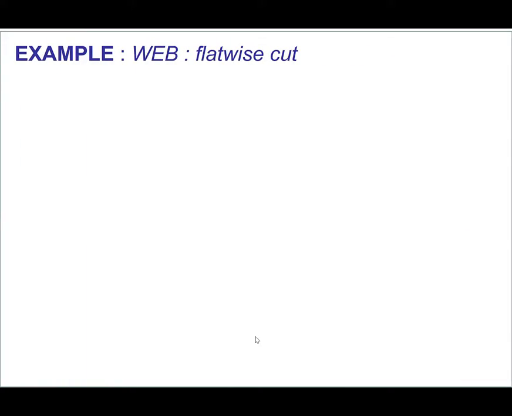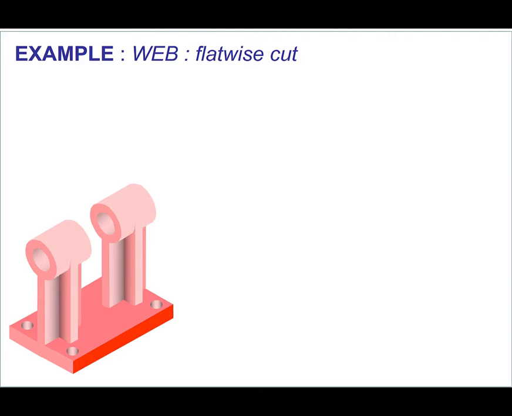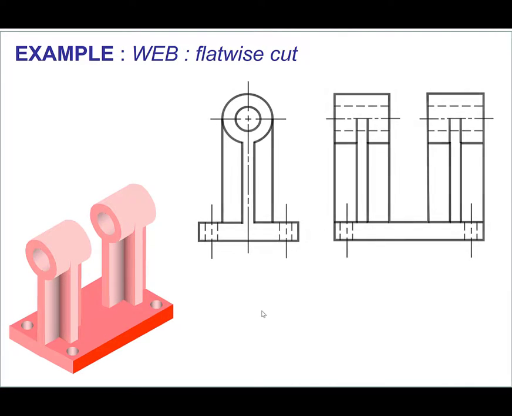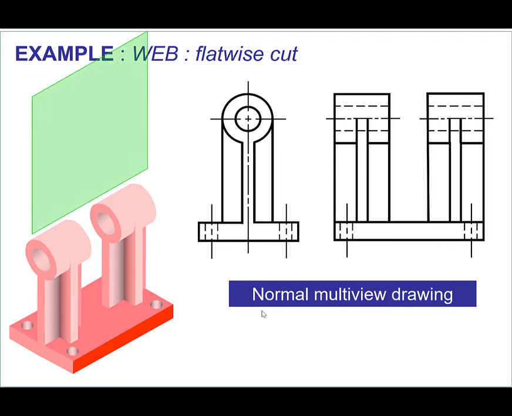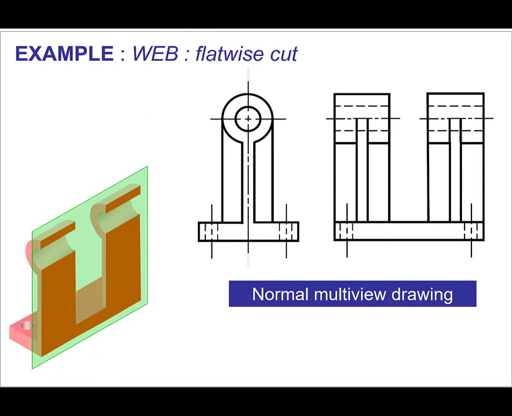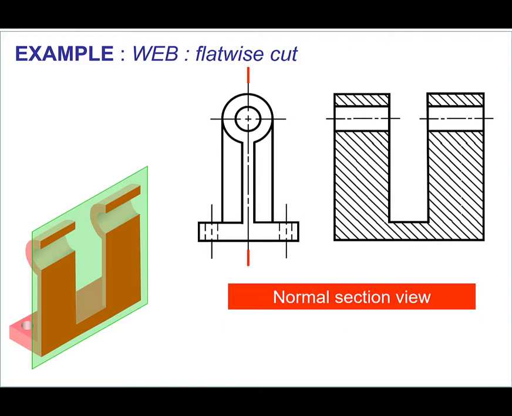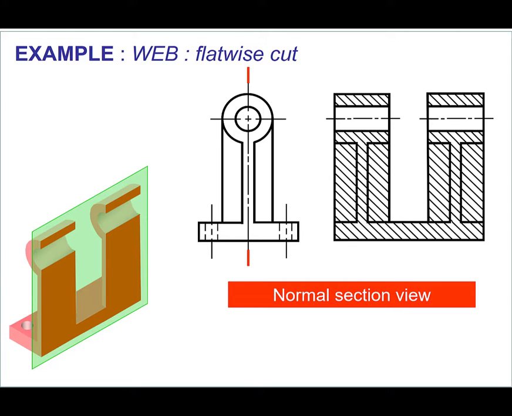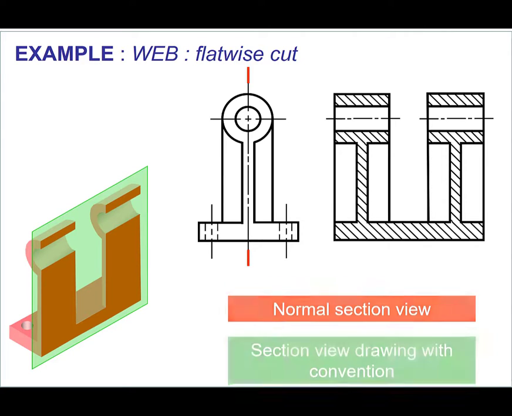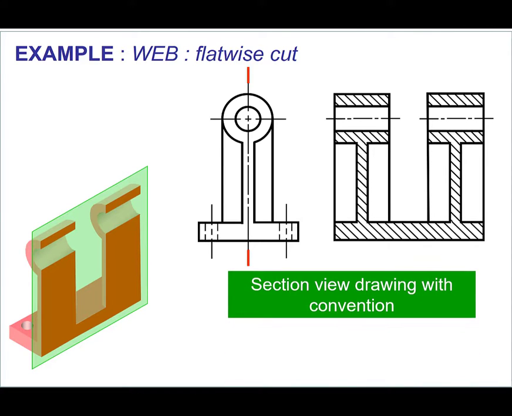Next example tells an object with the web. When the cutting plane flatwise cuts through the object, when we take a look at the cross section, will this be the correct section view? Actually not. Because of the web as the structural support, we want to highlight the shape of the webs and then erase the section lines in the web area. The current one is the correct section view.